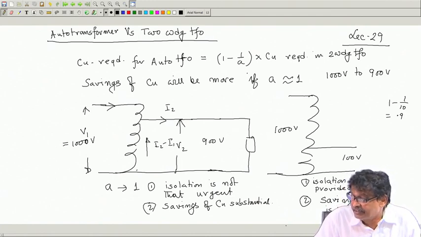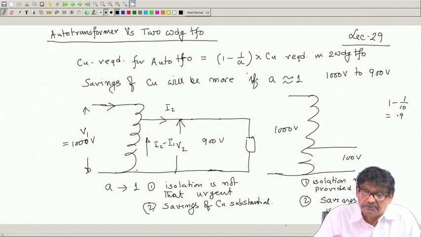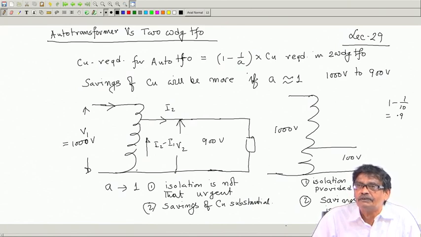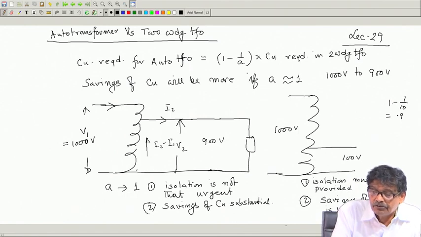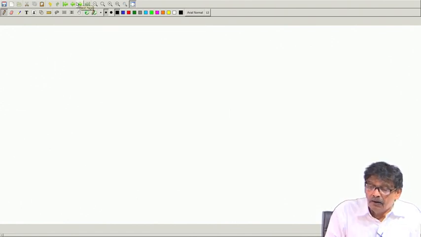Therefore, for such a large transformation ratio of voltages, you better go for a 2 winding transformer, where isolation will be there. I think you have understood this point. Okay. So, this is the thing.